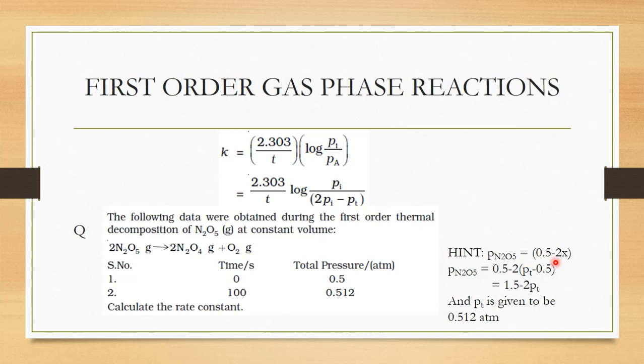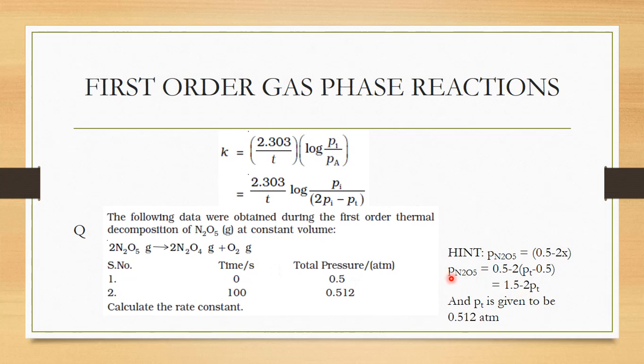Initial pressure is given to you, 0.5, and you see 2 moles of N2O5 react to give 2 moles of N2O4 and 1 mole of oxygen. So partial pressure of N2O5 will be 0.5 minus 2x. For N2O4 it will be 2x, but for oxygen it will be x. So total pressure will be 0.5 minus 2x plus 2x plus x.